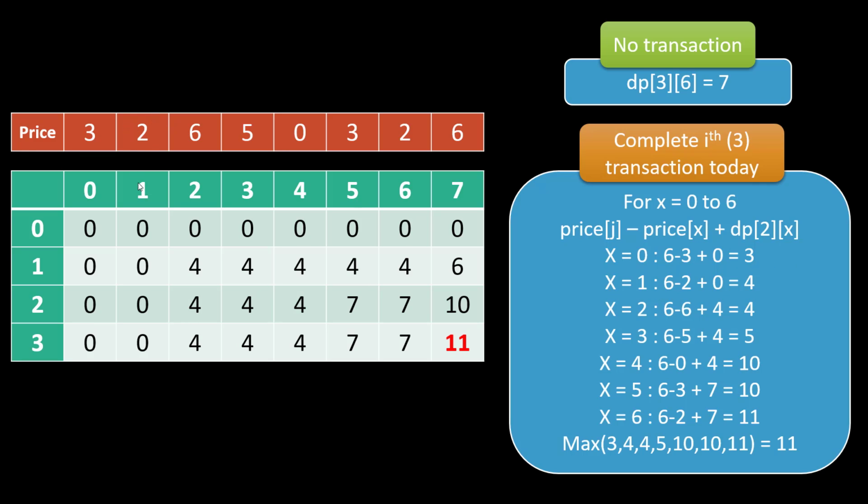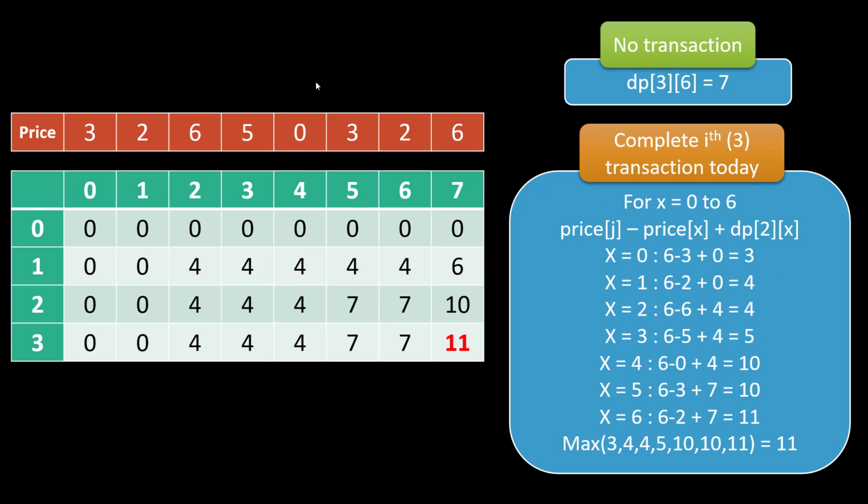If I do the same on day 1, it gives me a current profit of 6 minus 2, which is 4, and the previous profit for this was 0, which makes my profit 4. For day 2, it gives me a profit of 0 from the current transaction because 6 minus 6 is 0, and from the previous transaction I made a profit of 4, so that gives a total profit of 4. On day 3, if I buy, I get the profit of 6 minus 5 from the current transaction, and from the previous 2 transactions my profit was 4, so that gives me a total profit of 5.